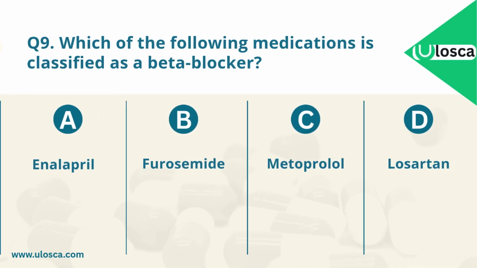Question 9. Which of the following medications is classified as a beta blocker? A. Enalapril. B. Furosemide. C. Metoprolol. D. Losartan. Which one is the correct answer?